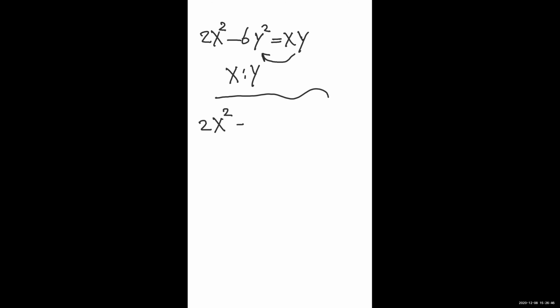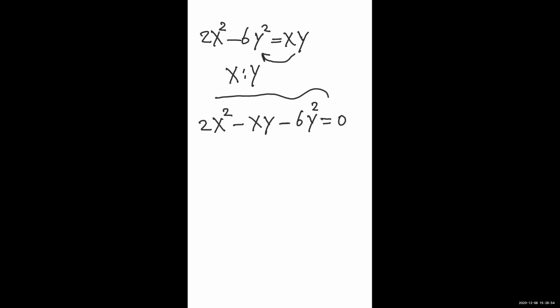The next one: 2x squared minus 6y squared equals xy. Then find x to y. Now there is x squared, y squared, and xy. It seems to be an equation which we can make equal to 0. Then shift this xy to the other side and make it equal to 0. Then factorize. So 2x squared minus xy minus 6y squared equals 0.